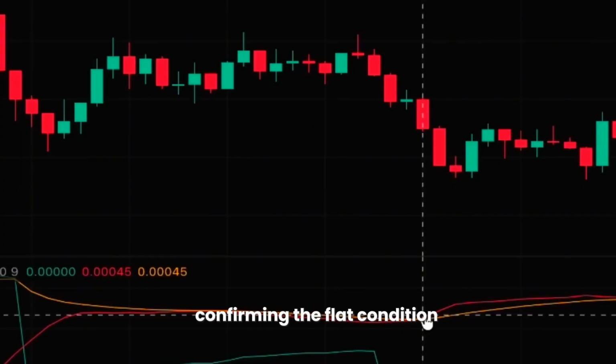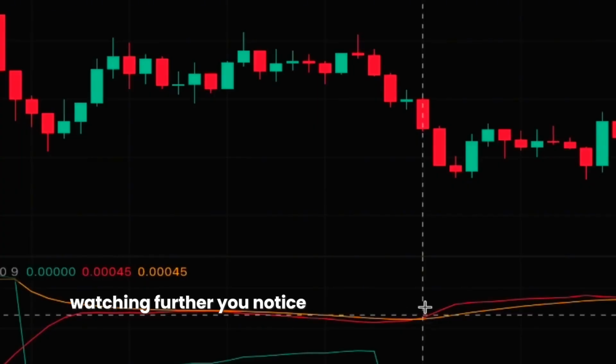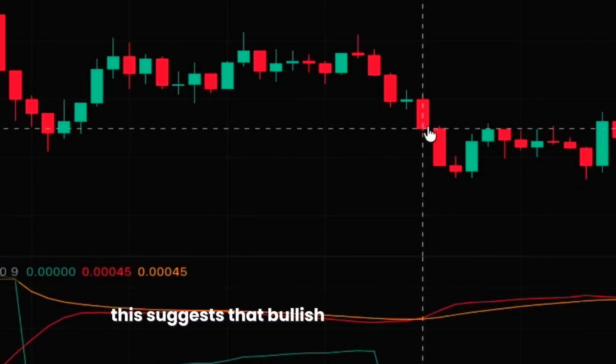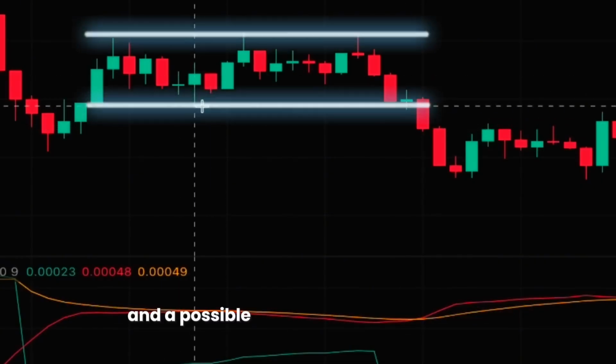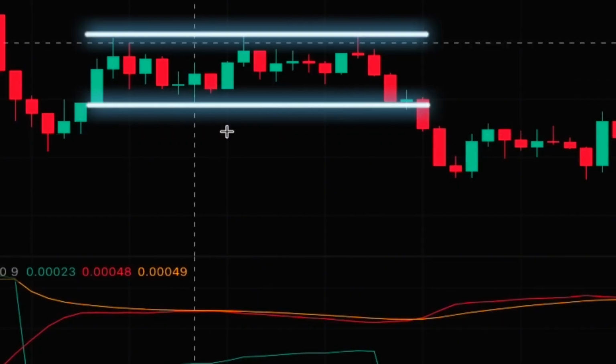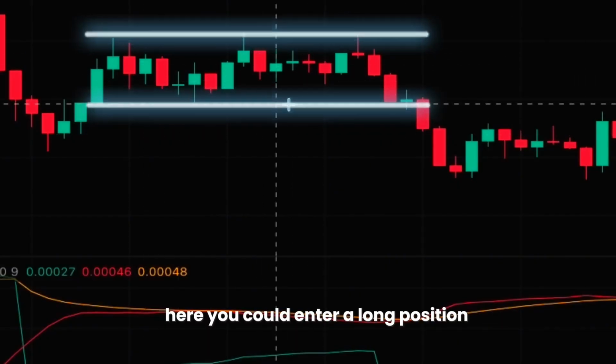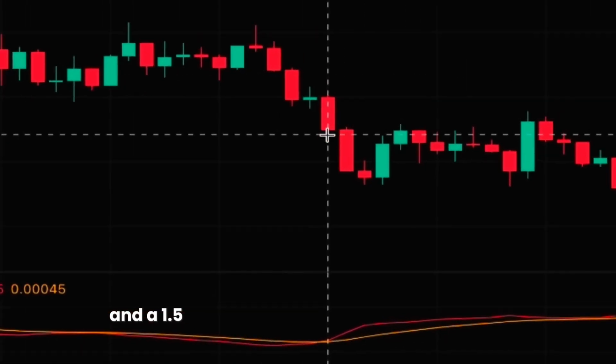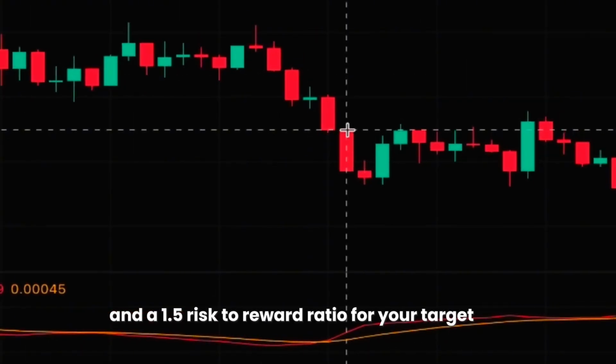the flat condition. Watching further, you notice the green line crossing above the orange. This suggests that bullish momentum is building and a possible upside breakout is underway. Here, you could enter a long position, with the stop loss placed below the consolidation range and a 1.5 risk-to-reward ratio for your target profit.